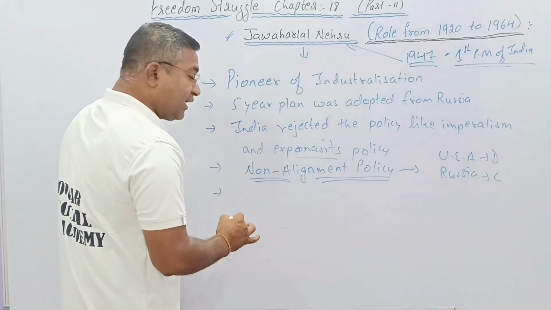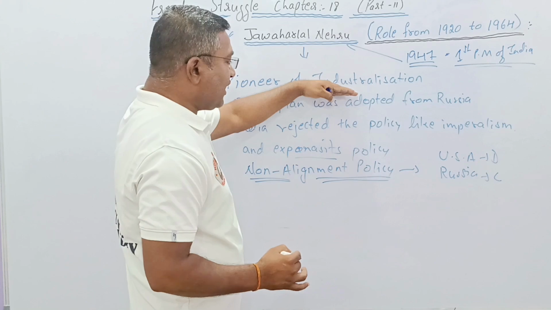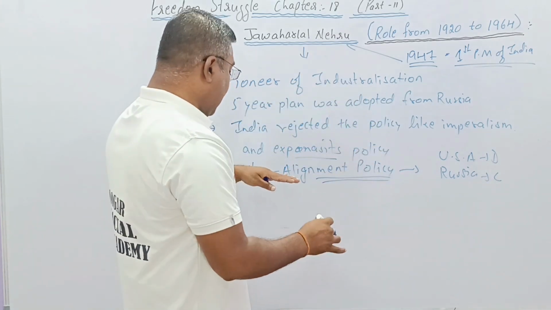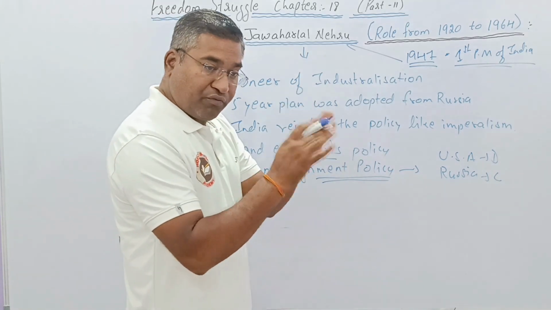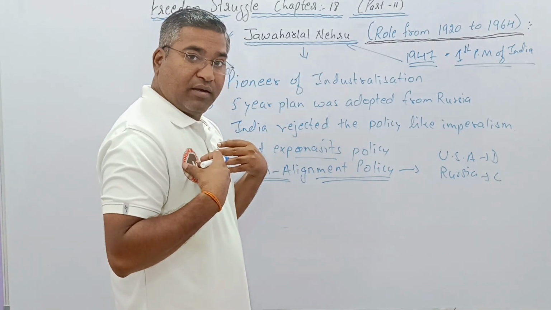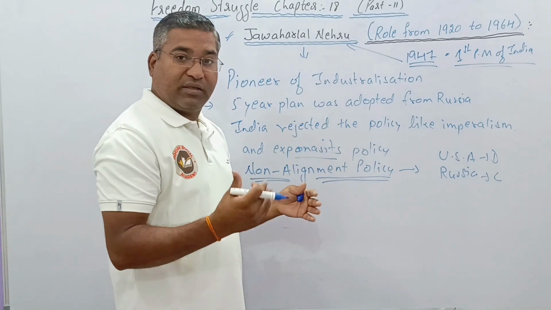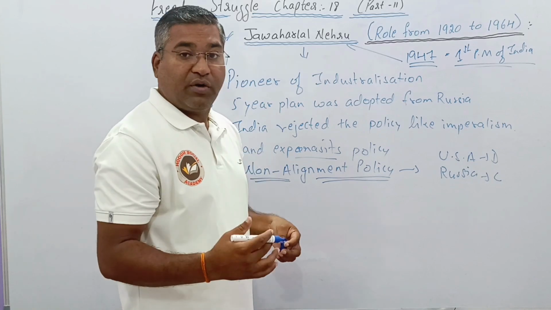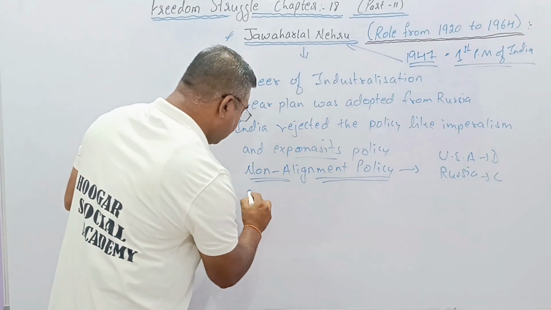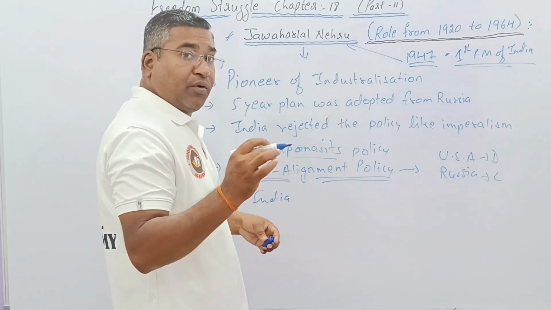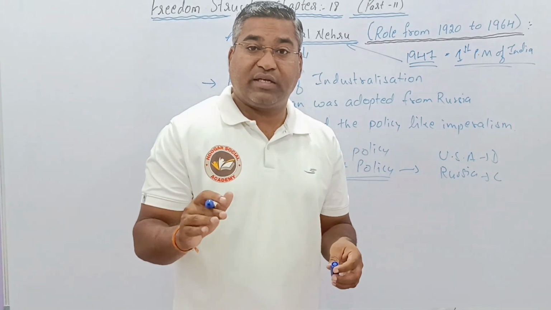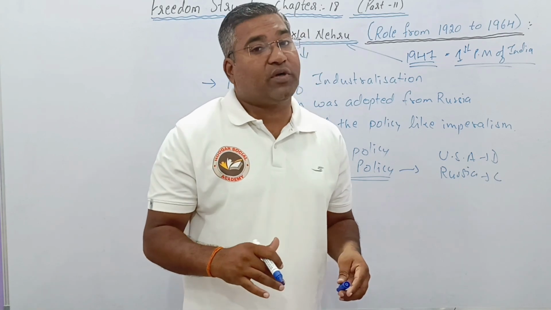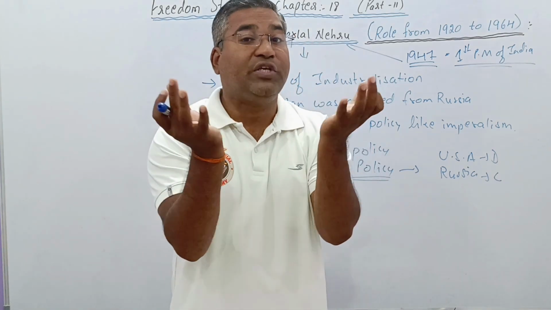Further, we see the growth of industrialization, the 5-year plan, and that the imperialism and expansionist policies were rejected. The non-alignment policy was also followed, where we didn't become part of Russia nor of the United States of America. Moreover, India worked for the development of peace throughout the region. And for that, what was required? The requirement was unity.